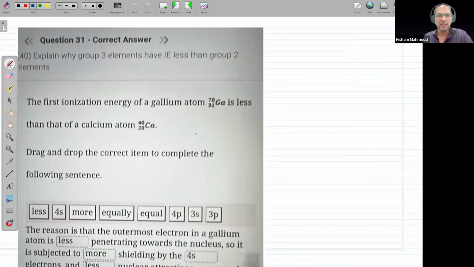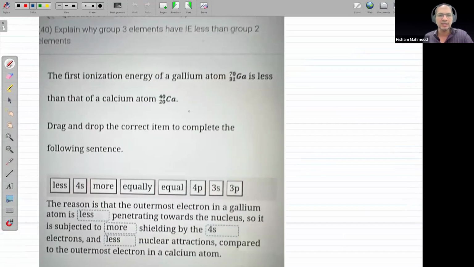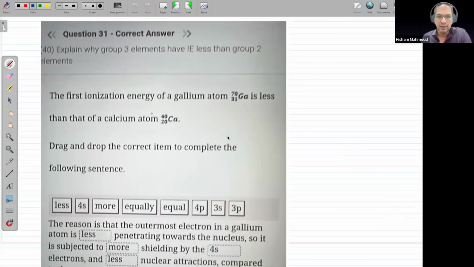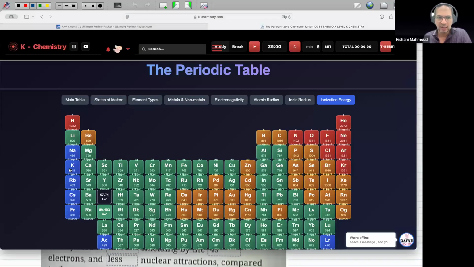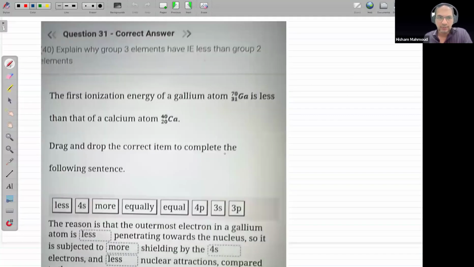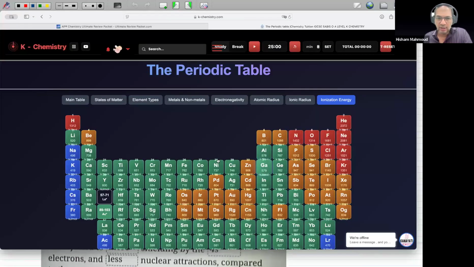Number 31: the first ionization energy of gallium is less than that of calcium. Let's see the trend, gallium and calcium. The ionization energy of gallium here is less than that of calcium. This is 579 and calcium. Why is that? You forgot the trend. We said that there is an exception between groups 2 and 3. That's why it is less.